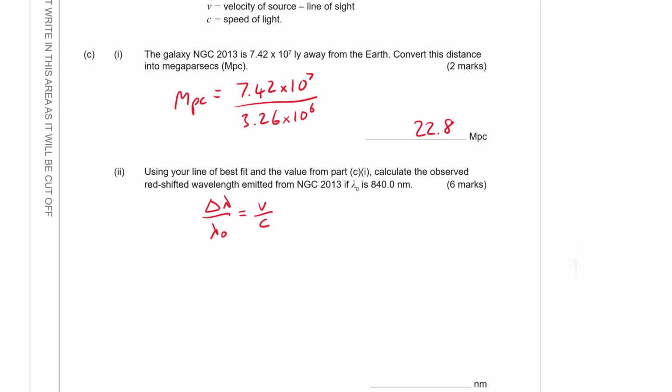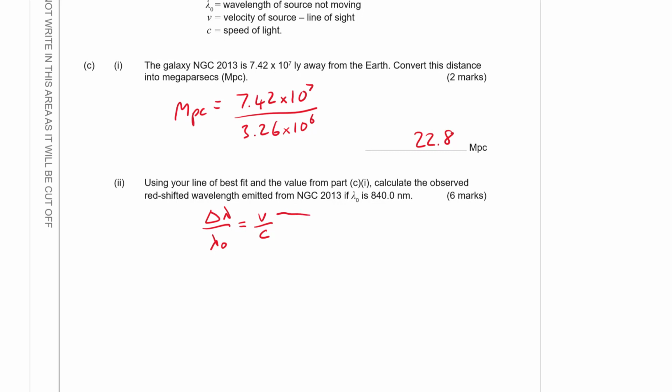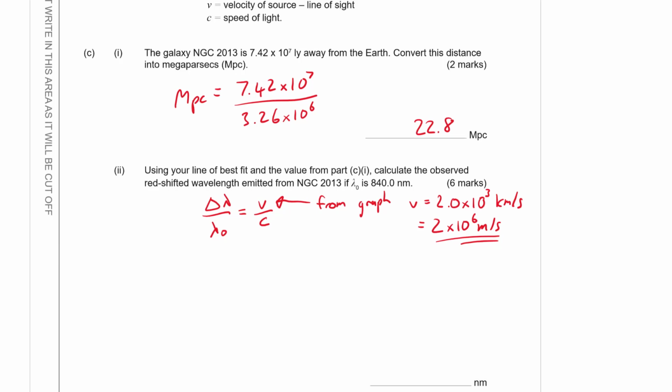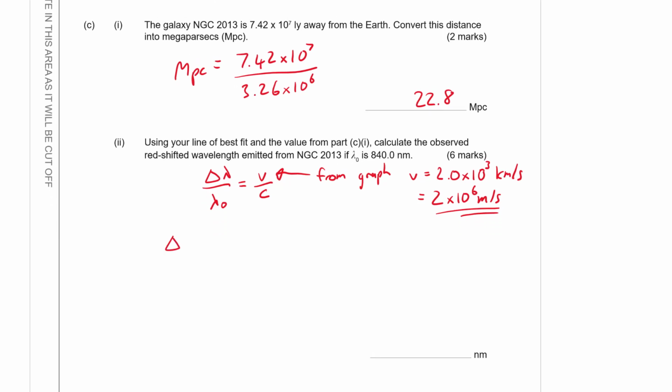So coming back down to my number here, from the graph, the velocity is 2.0 times 10 to the 3 kilometers per second, or I can say that as 2 times 10 to the 6 meters per second, because there are a lot of places you can get confused here. So now I can put that into the equation and say that the change in wavelength is equal to 2 times 10 to the 6 over 3 times 10 to the 8, multiplied by lambda naught, which is given here as 840 nanometers. And what I end up getting is 5.6 times 10 to the negative 9 meters. So that's the change in the wavelength.